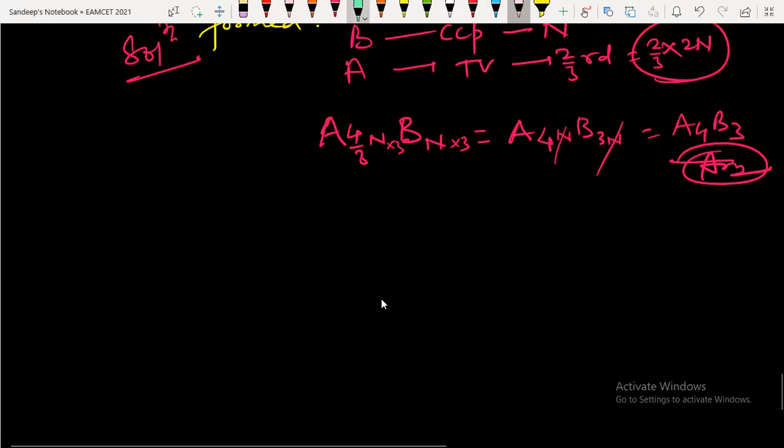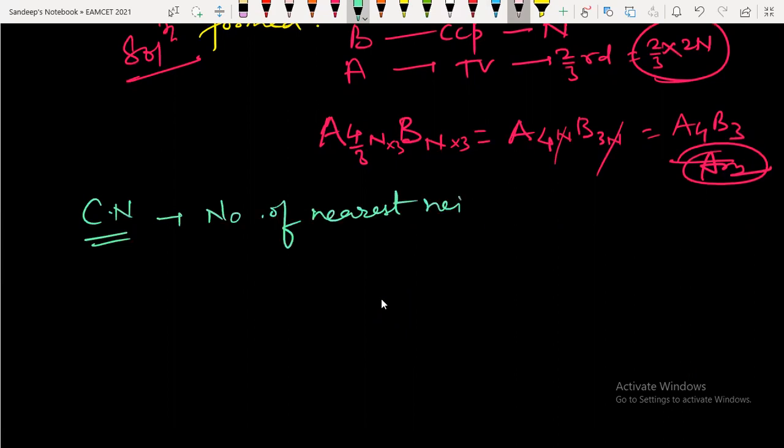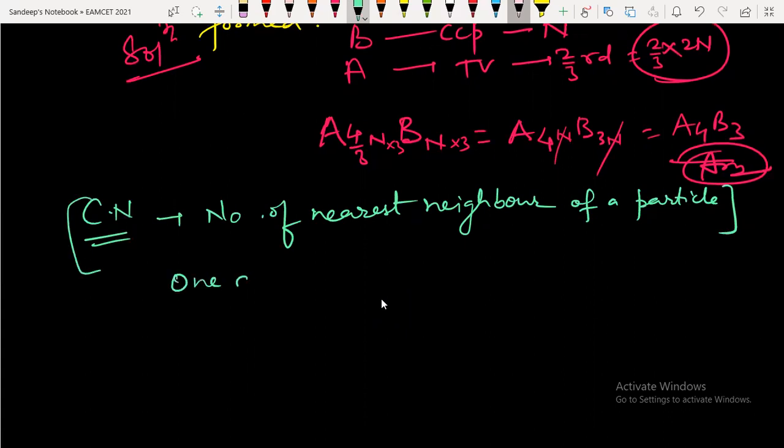Now they are asking some coordination number questions. Coordination number is the number of nearest neighbors of a particle. Keep in mind that in one dimension, the coordination number is 2.